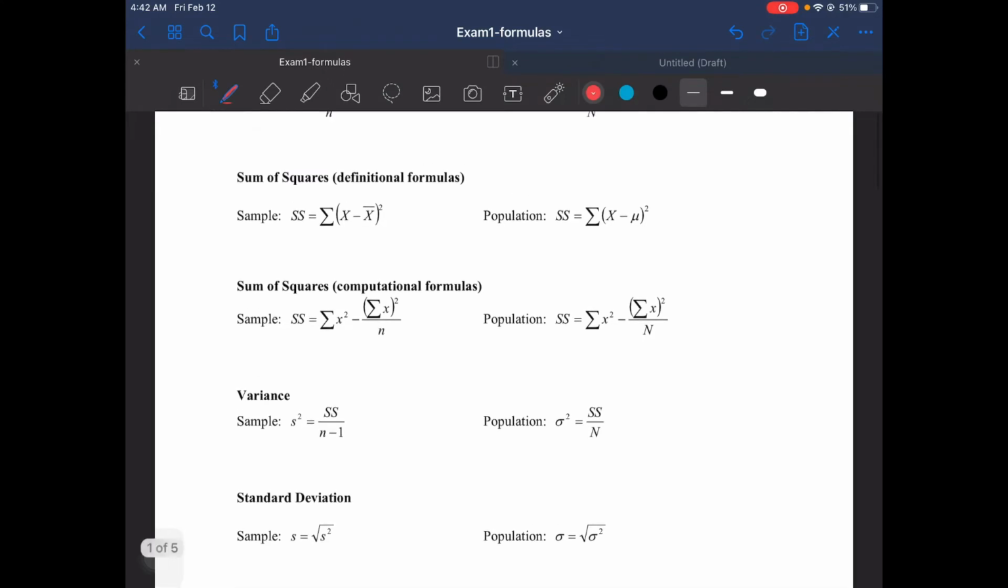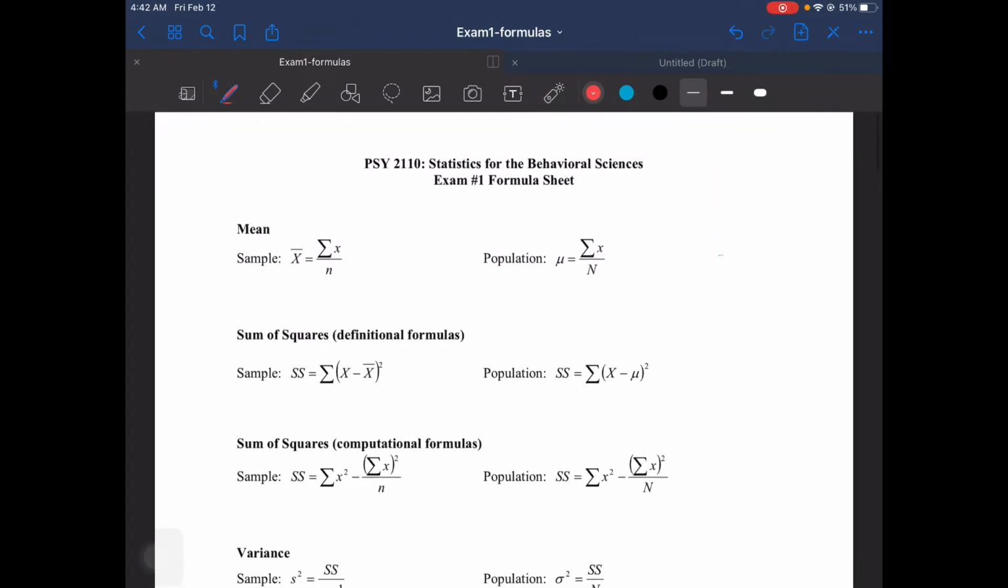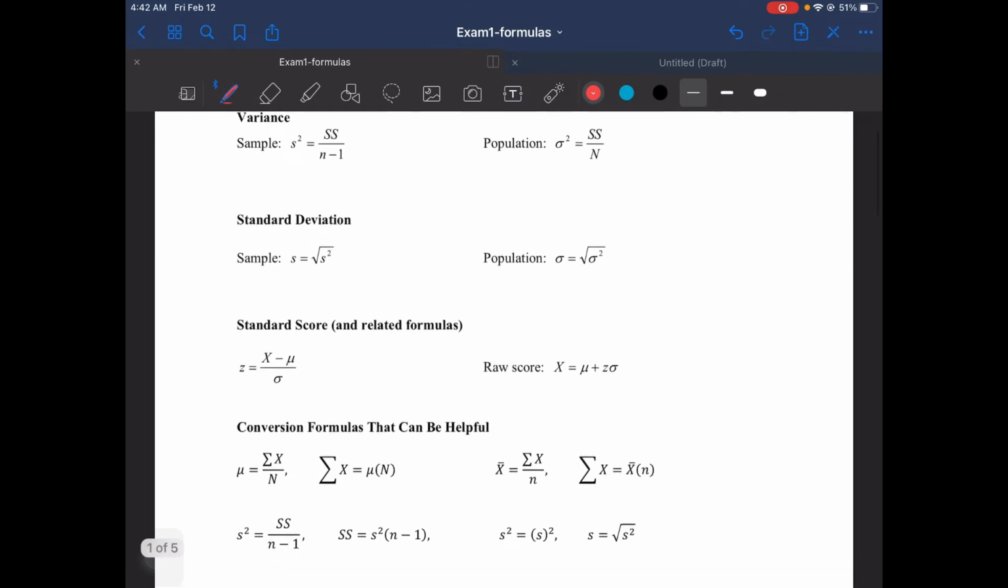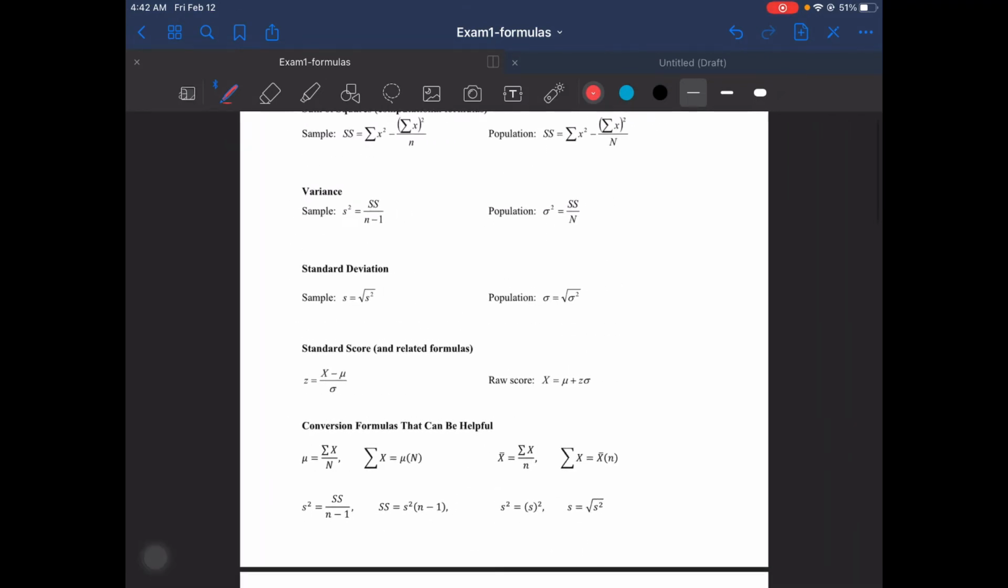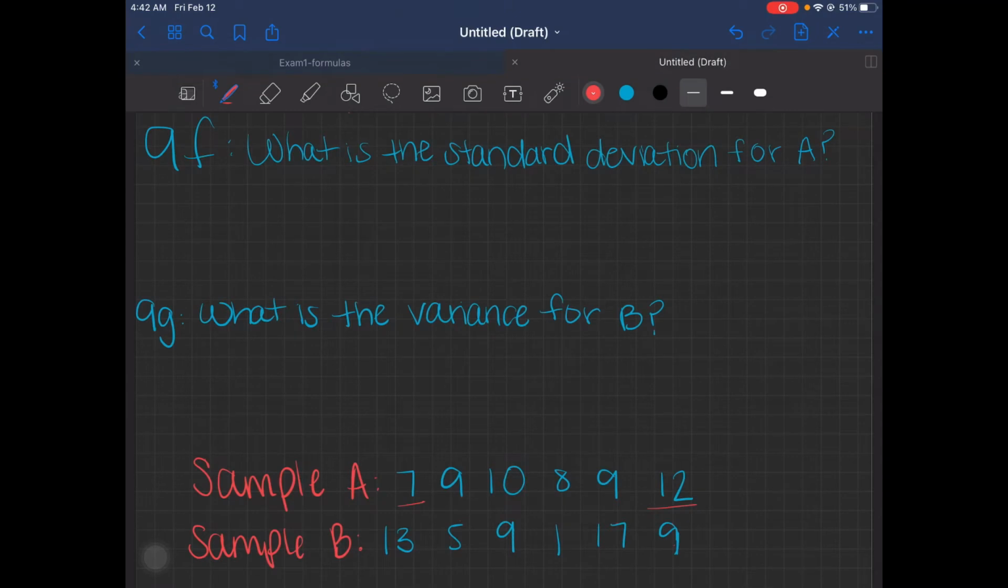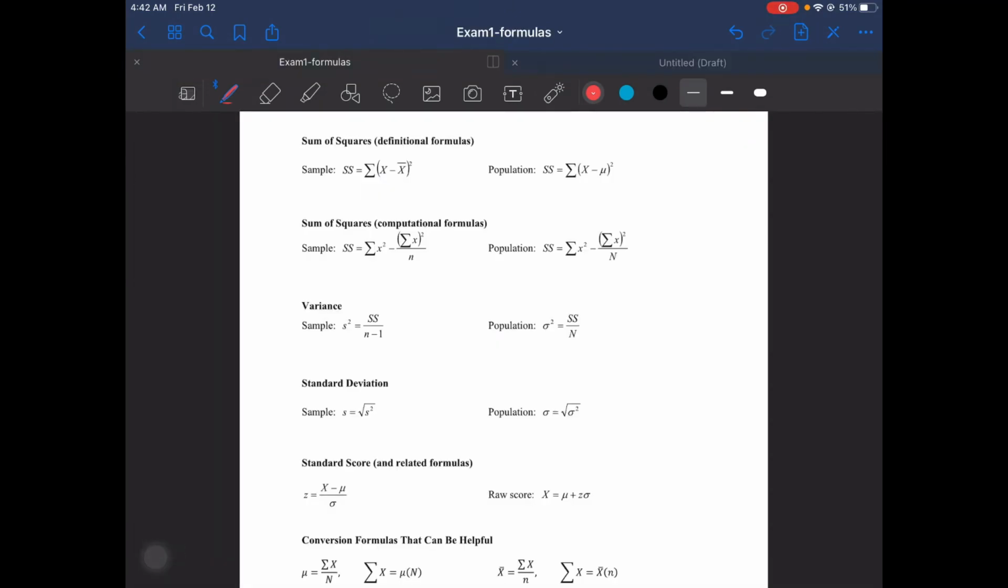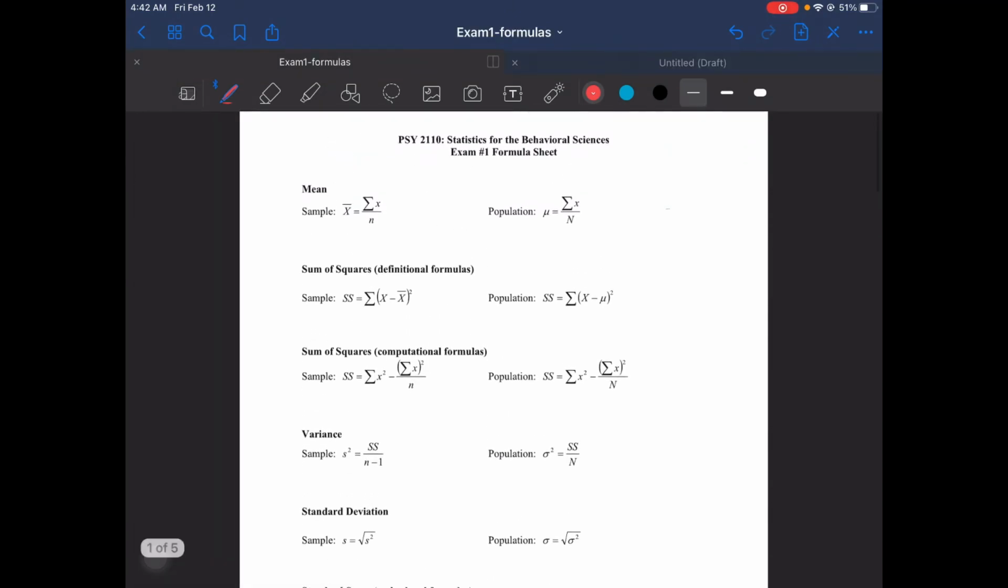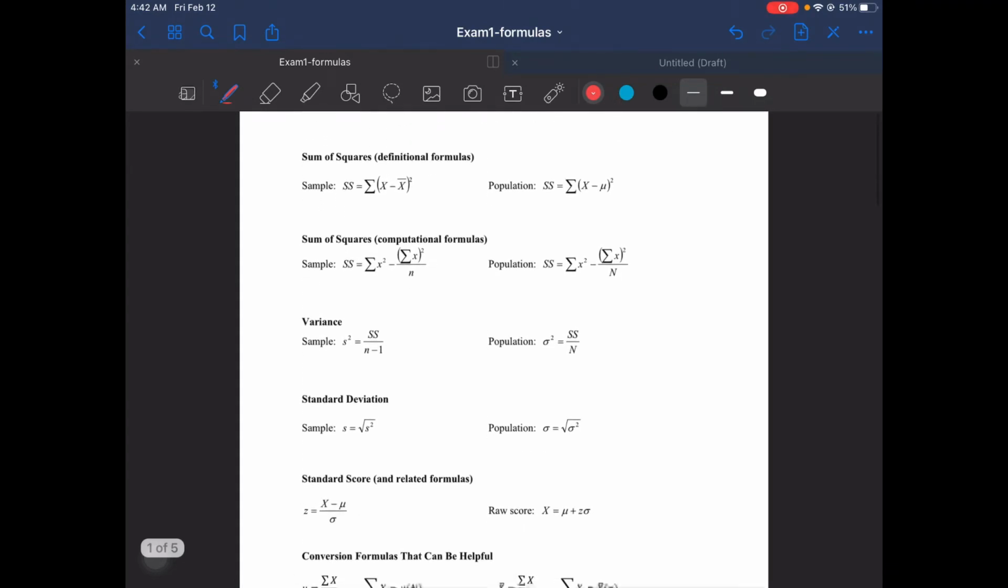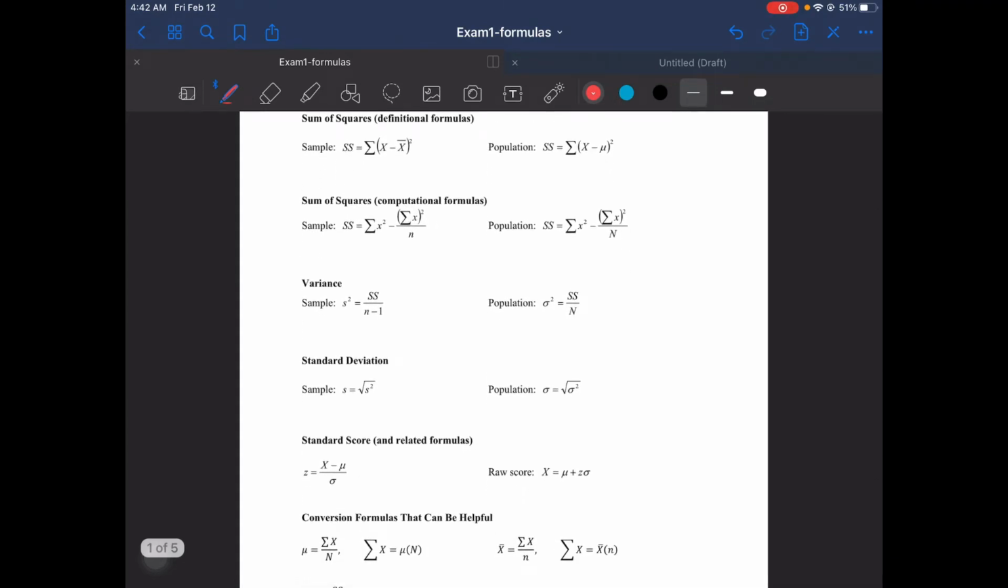Okay, so standard deviation. This is for a sample. Remember, they told us that it was a sample, not a population. So our standard deviation for a sample is the square root of the variance. So the first thing we're going to have to do is find the variance, which is the sum of squares divided by n minus 1.